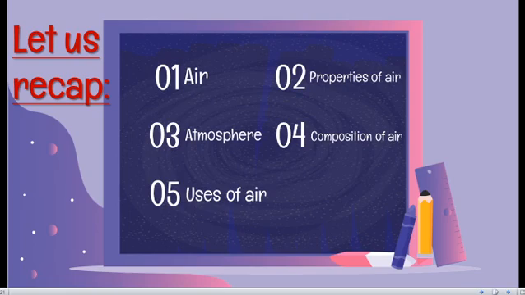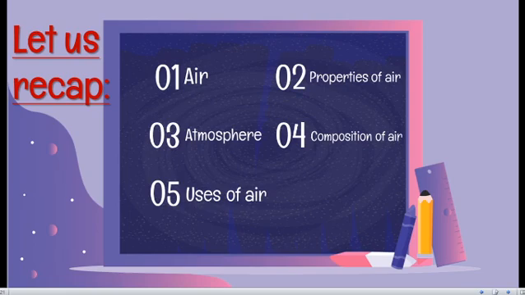Air is a mixture of several gases, and the properties of air are: air can be compressed, air has mass, it occupies space, it is transparent, colorless, odorless, and we can feel the air. So these all come under properties of air. And atmosphere: a layer that surrounds the earth is called atmosphere. There are 5 layers of atmosphere.